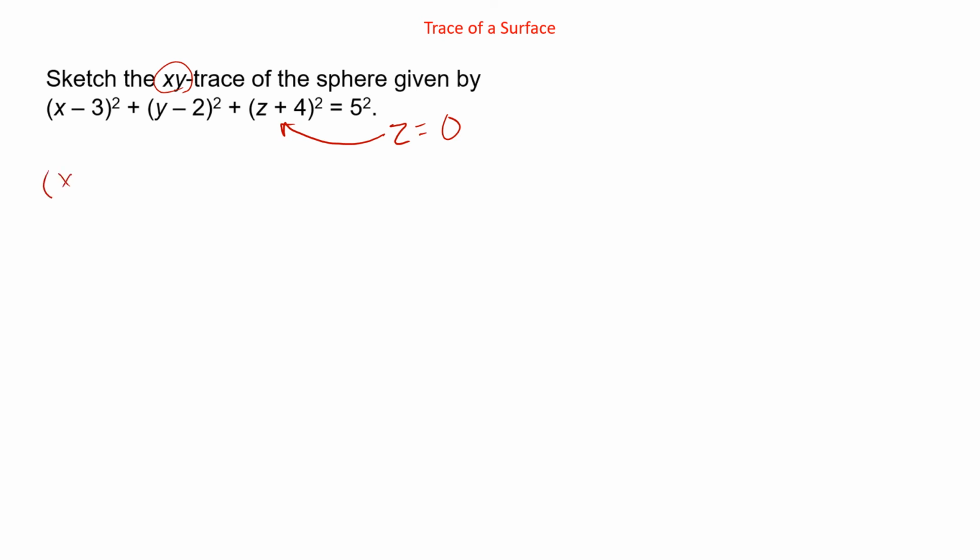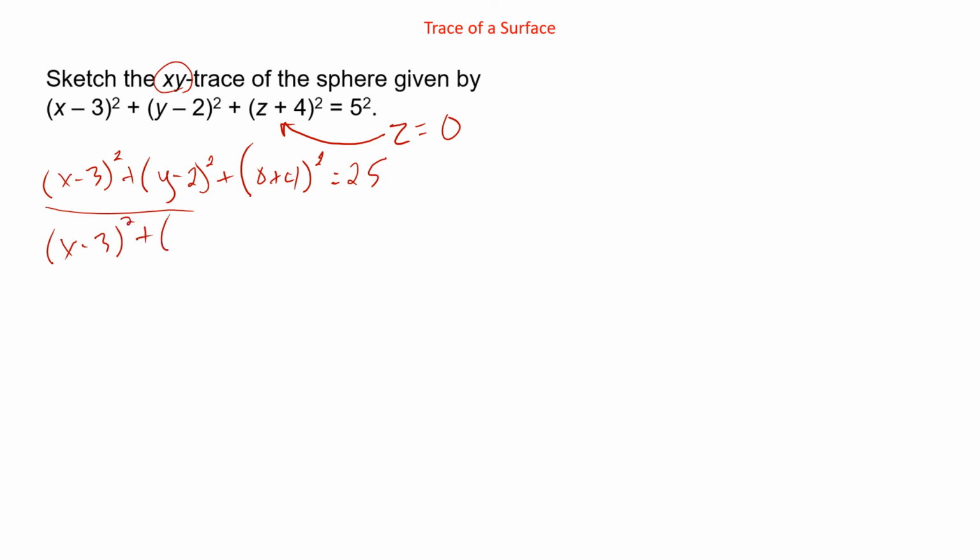So we'll have x minus 3 squared plus y minus 2 squared plus 0 plus 4 squared equals 5 squared, which is 25. These aren't going to change. Just x minus 3 squared plus y minus 2 squared plus 4 squared, which is 16, equals 25. Subtract it over. x minus 3 squared plus y minus 2 squared equals 9. So this would be a circle with a center of 3, 2, and a radius of 3.